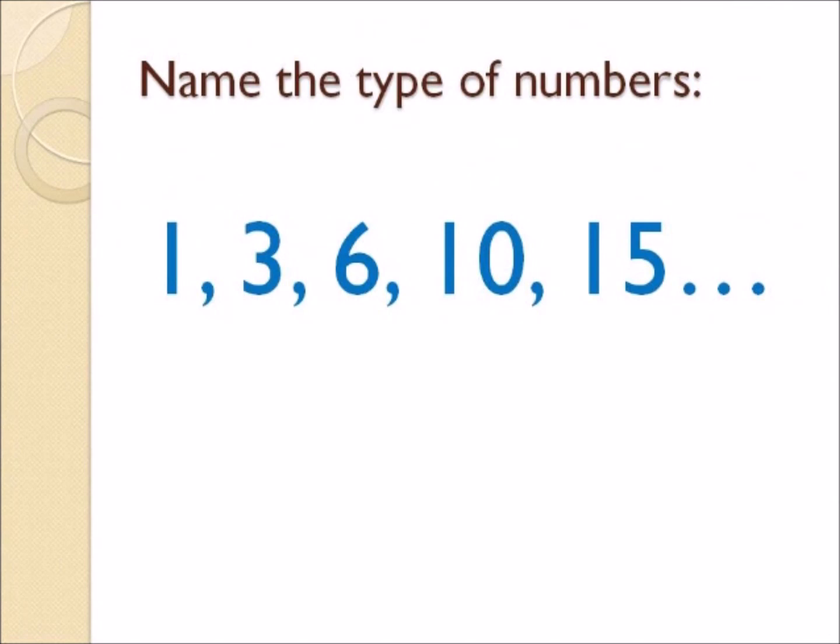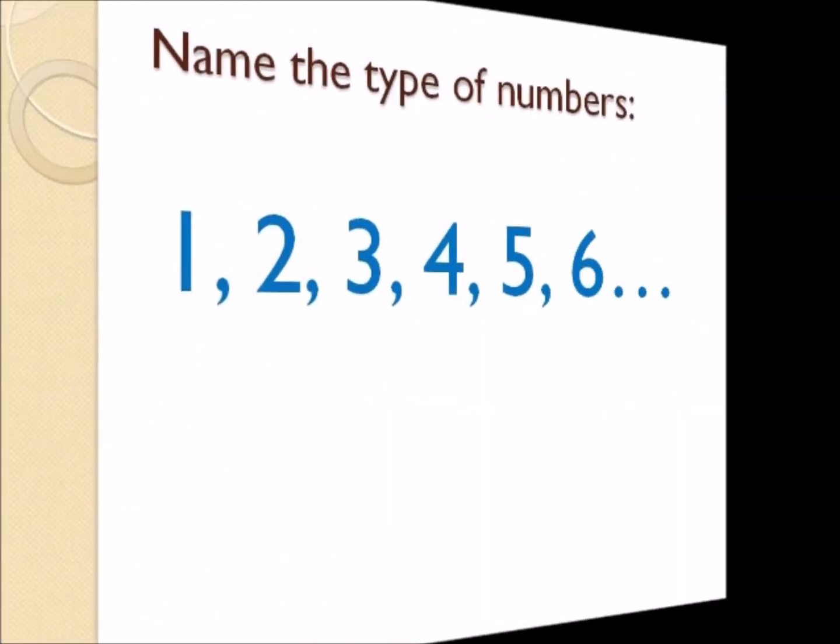Name the type of numbers. What are these numbers? What type of numbers are these? 1, 3, 6. This is hard. 10, 15. Oh yeah, they're triangular numbers.